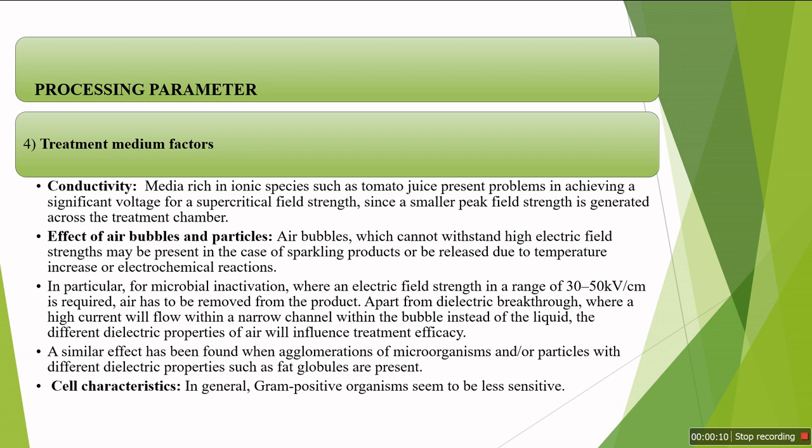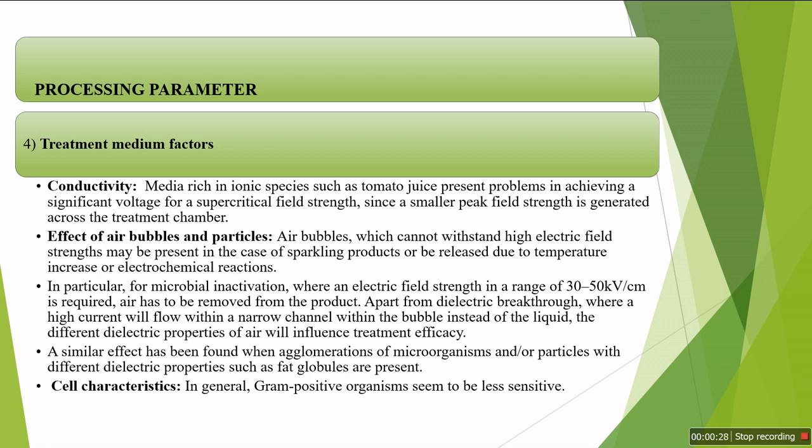In the conductivity, media rich in ionic species such as tomato juice present problems in achieving a significant voltage for a supercritical field strength, since a smaller peak field strength is generated across the treatment chamber. And the effect of air bubbles and particles.